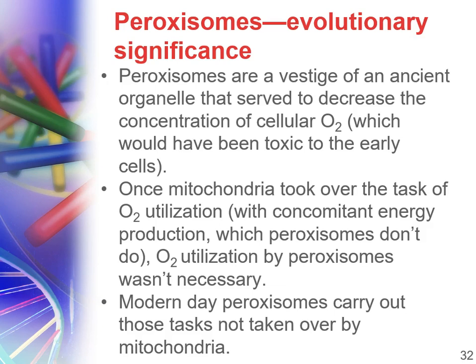To put peroxisomes in an evolutionary perspective, they're a vestige of an ancient organelle that served to decrease the concentration of oxygen, which would have been toxic in early evolution. But once the cells evolved and acquired mitochondria, the mitochondria took over the task of oxygen utilization, and cleverly figured out how to use oxygen to generate energy, not just to detoxify it. That function of peroxisomes isn't required anymore. So basically the modern day peroxisomes carry out tasks not taken over by our modern day mitochondria.